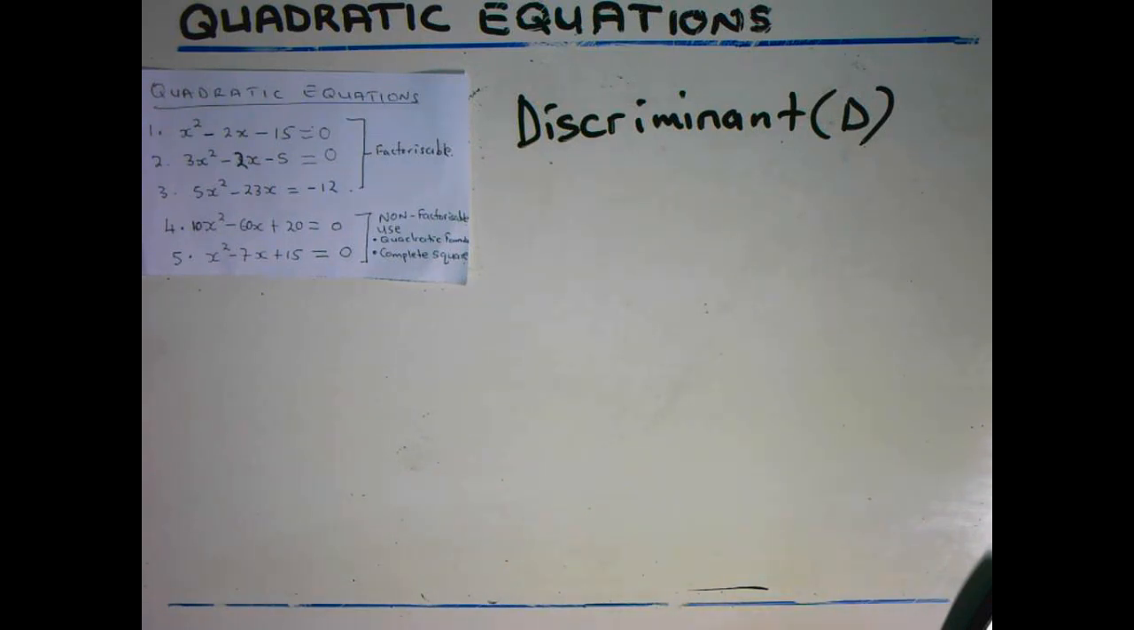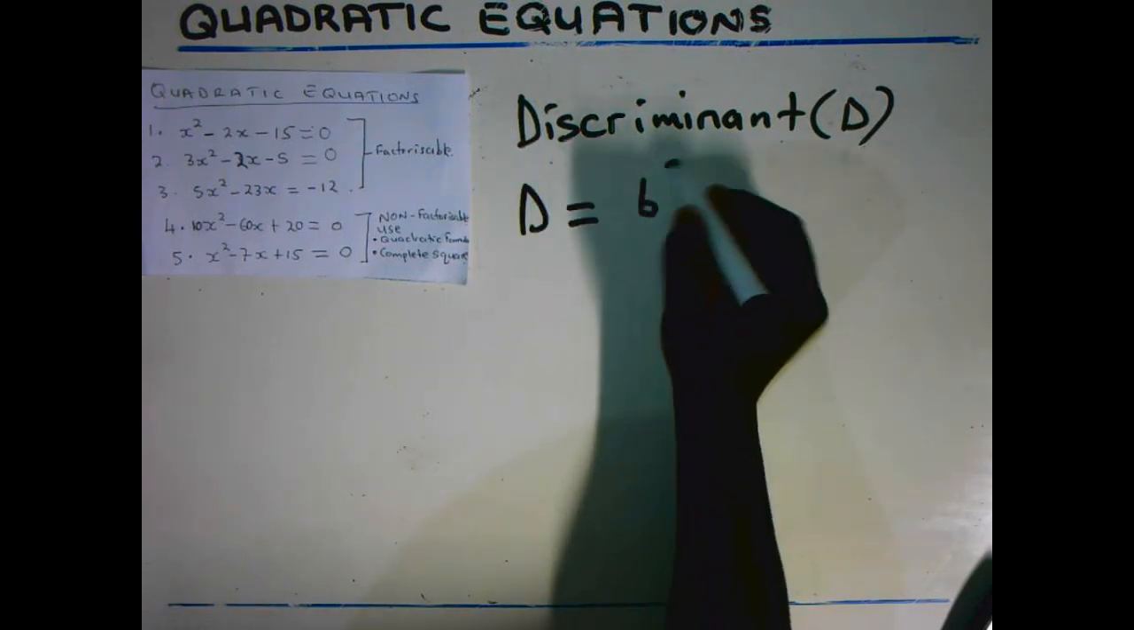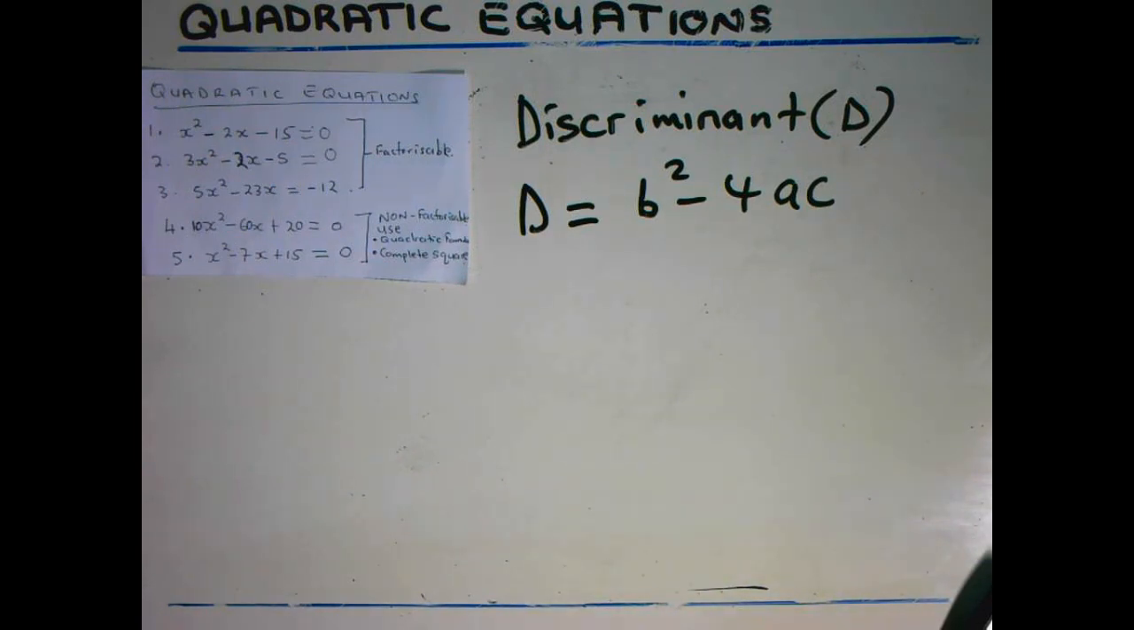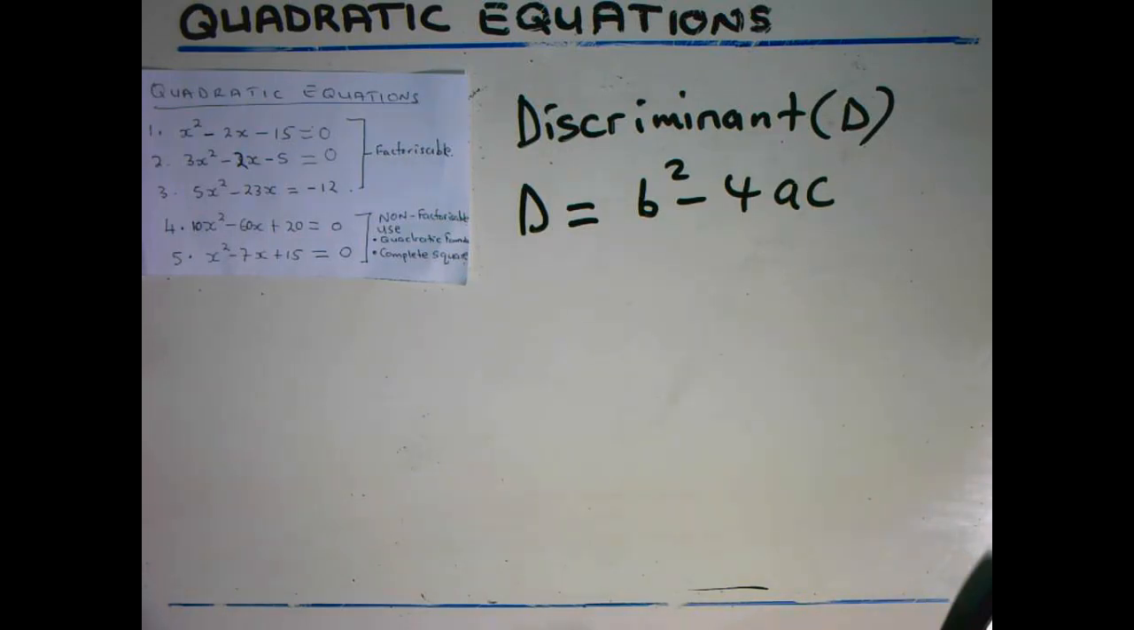So what is the discriminant of a quadratic equation? This is very, very important. D is actually B squared minus 4AC. This expression, which is under the square root in the quadratic formula, is what we call the discriminant. Why am I introducing this? We can use the discriminant to establish the number of roots and also specify the nature of the roots.